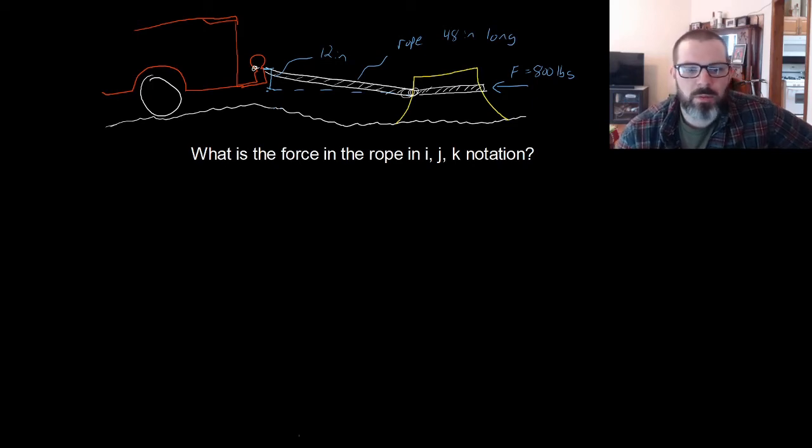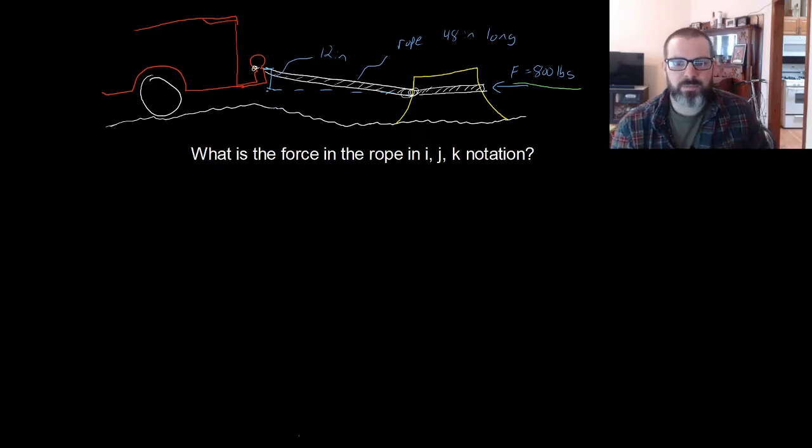In this example problem, we have a pickup truck with a hitch that's trying to pull a stump out of the ground. The hitch is higher than where the rope is pulled to the stump. We have a force of 800 pounds acting to the left. And the question is, what is the force in the rope in I, J, and K notation?